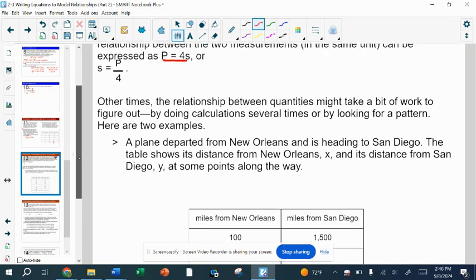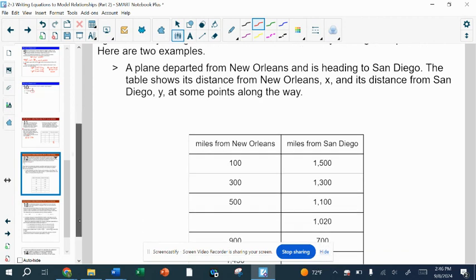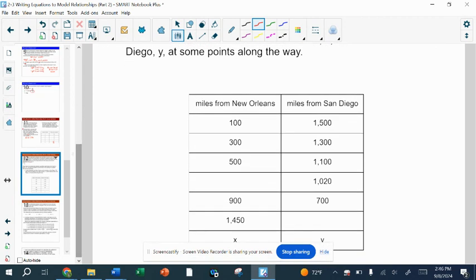This is the one that we need to look at though. Might take a little bit of work to figure out. It says a plane is leaving New Orleans and heading to San Diego. So New Orleans, think about where that is. San Diego's in California. And this is kind of like the between your house and the school kind of problem. It's always the same distance between New Orleans and San Diego. They don't just magically get closer, but as this plane is flying, the longer it flies, the farther it gets away from New Orleans and the closer it gets to San Diego.